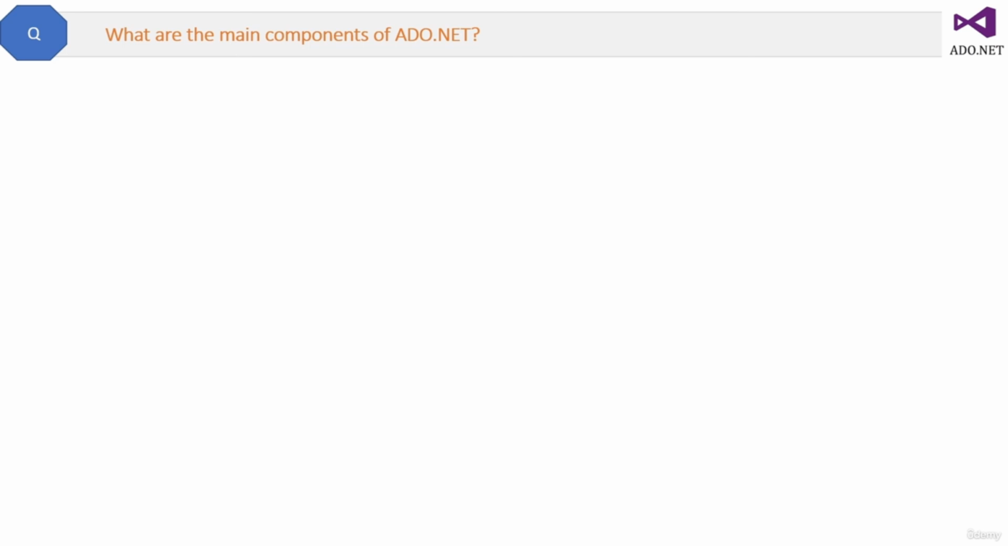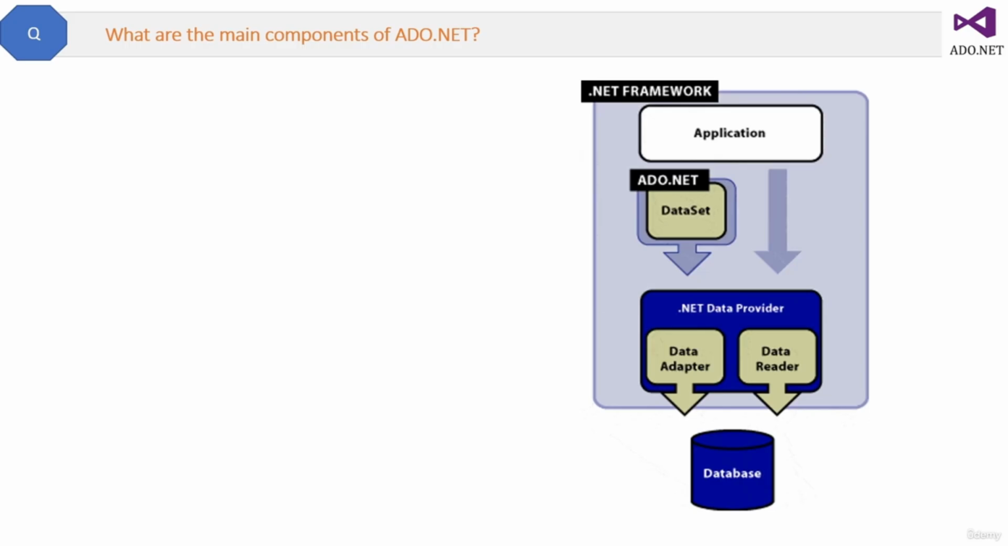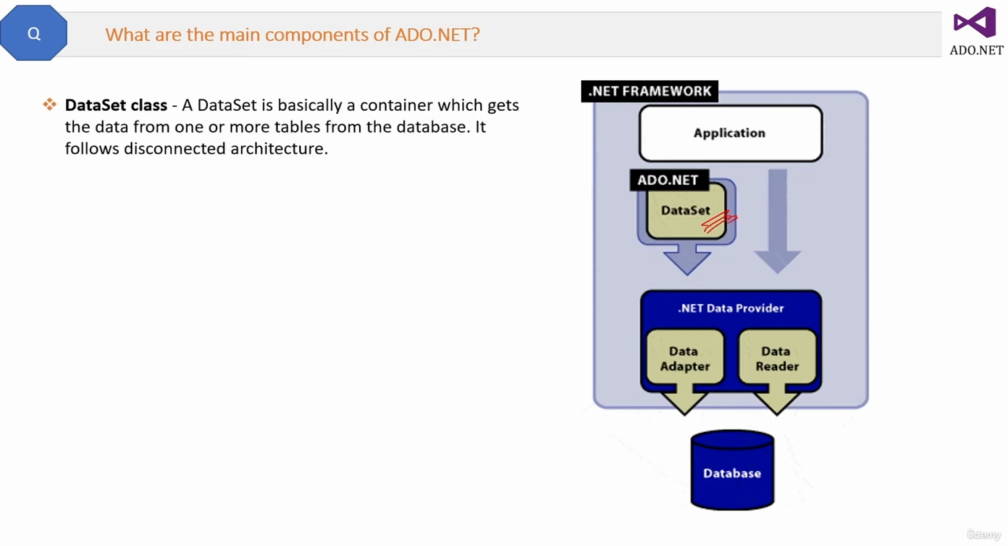What are the main components of ADO.NET? Here you can see the simplest diagram of the ADO.NET architecture. First important component is dataset. A dataset is basically a container which gets the data from one or more tables from the database. It follows disconnected architecture.